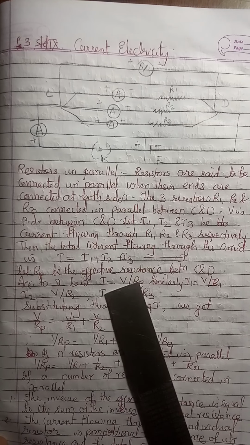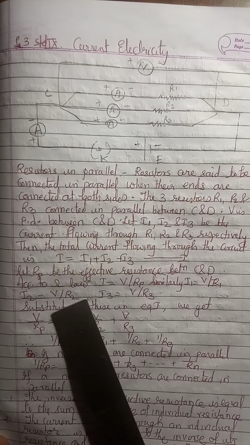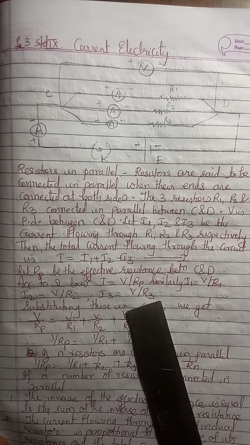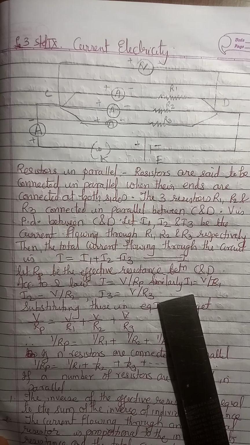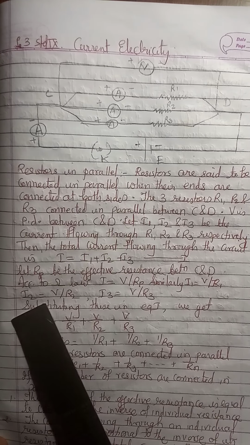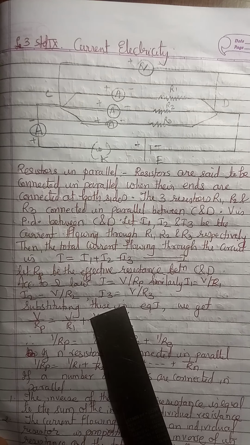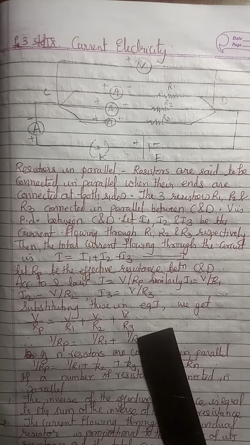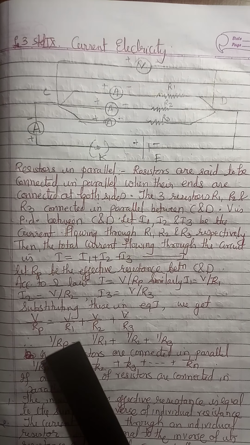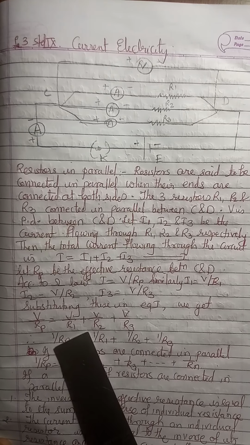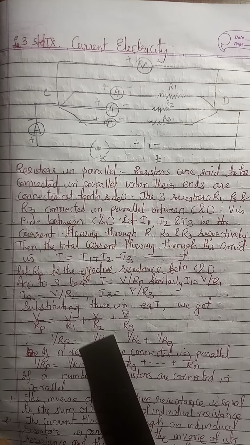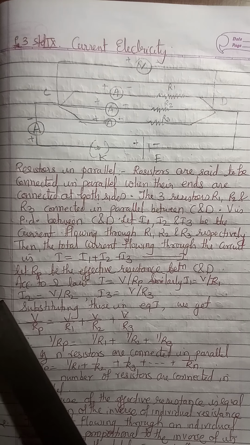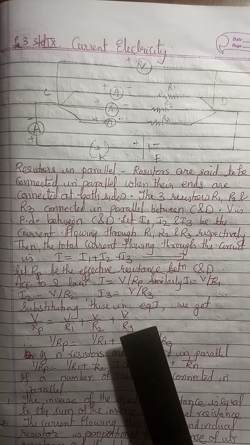Let Rp be the effective resistance between C and D. According to Ohm's law, I equals V upon Rp. Similarly, I1 equals V upon R1, I2 equals V upon R2, and I3 equals V upon R3. Substituting this value in equation 1, we get V upon Rp equals V upon R1 plus V upon R2 plus V upon R3.